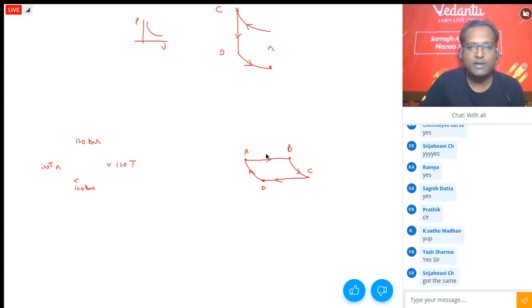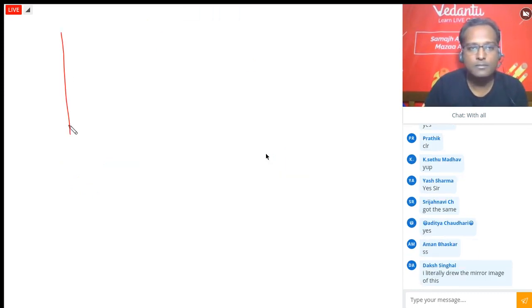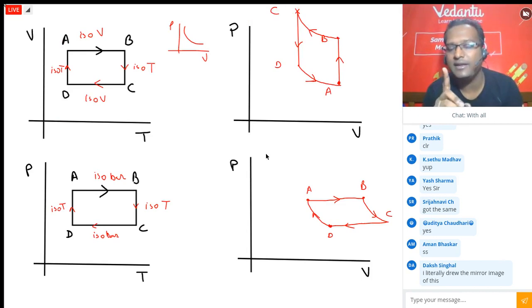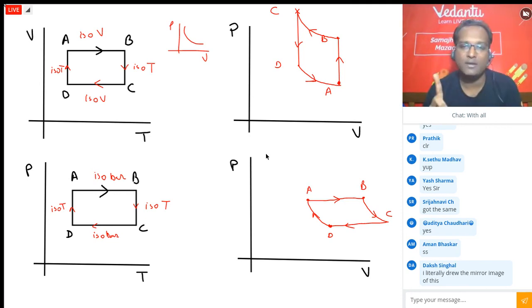Let's try one last example, then we'll move ahead. This is the one that is correct. If your A and B's are interchanged, you are wrong. If your arrow movement is interchanged, you are wrong. If your A and D, B and C get interchanged, you are wrong. This is the only answer, no other answer.